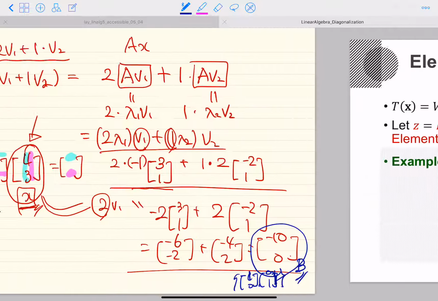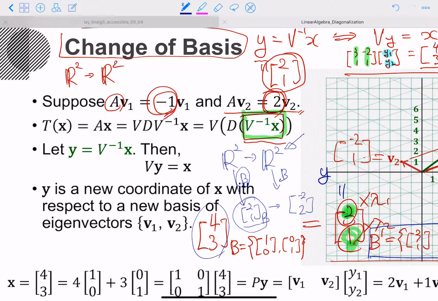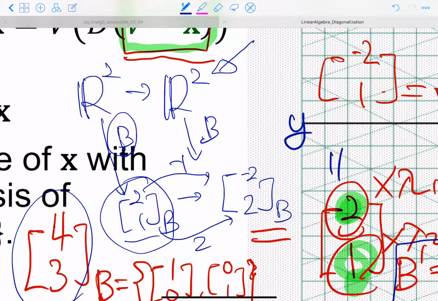But if we just stay in this representation, the output representation of negative 2 and 2, that was our eigenvector, right? Multiplying with the negative 1 and 2, okay? So this is still like B, okay? And in this case, we have this input vector and output vector represented with respect to eigenvectors, okay?